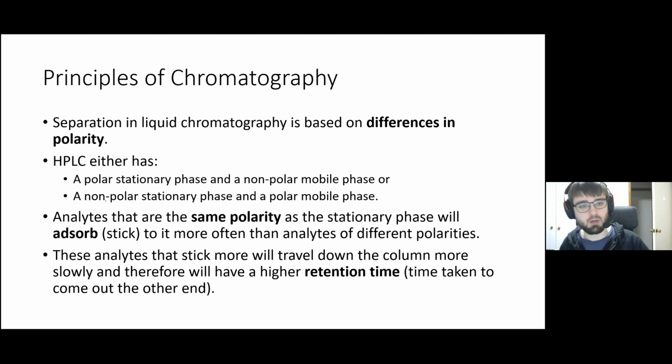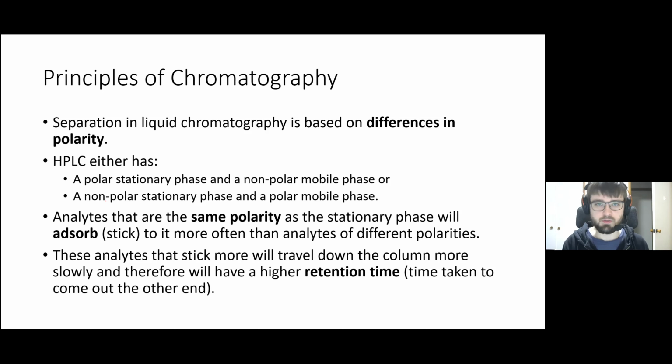So you might have something really polar like methanol, and then you've got something less polar like octanol maybe. And then something less polar than that, dodecanol, let's just say for the sake of it. And then you've got something at the other end like hexane, which is completely non-polar. So it can separate all of those out as long as it's got enough time to do it.